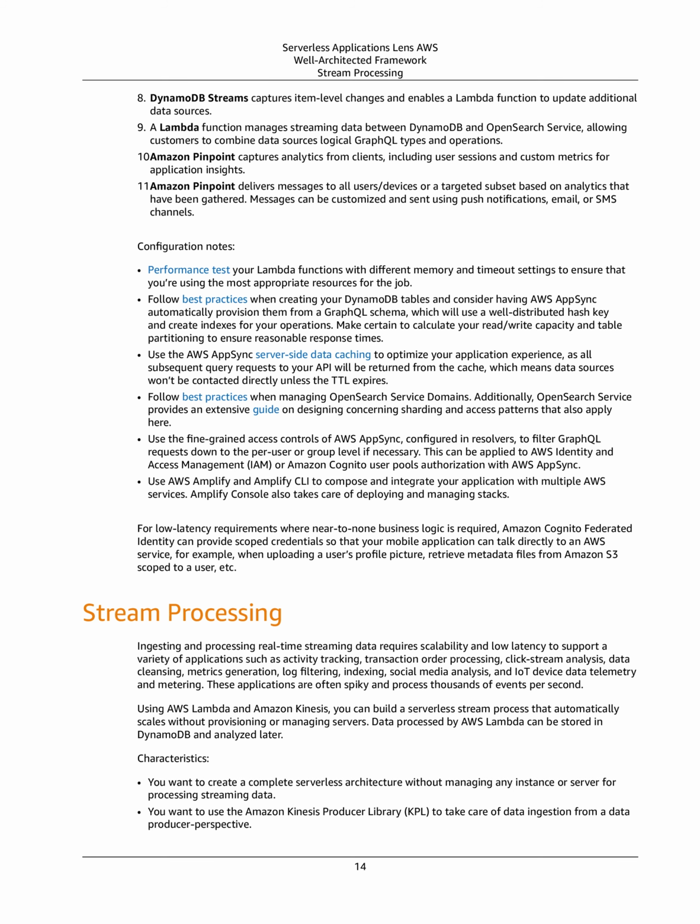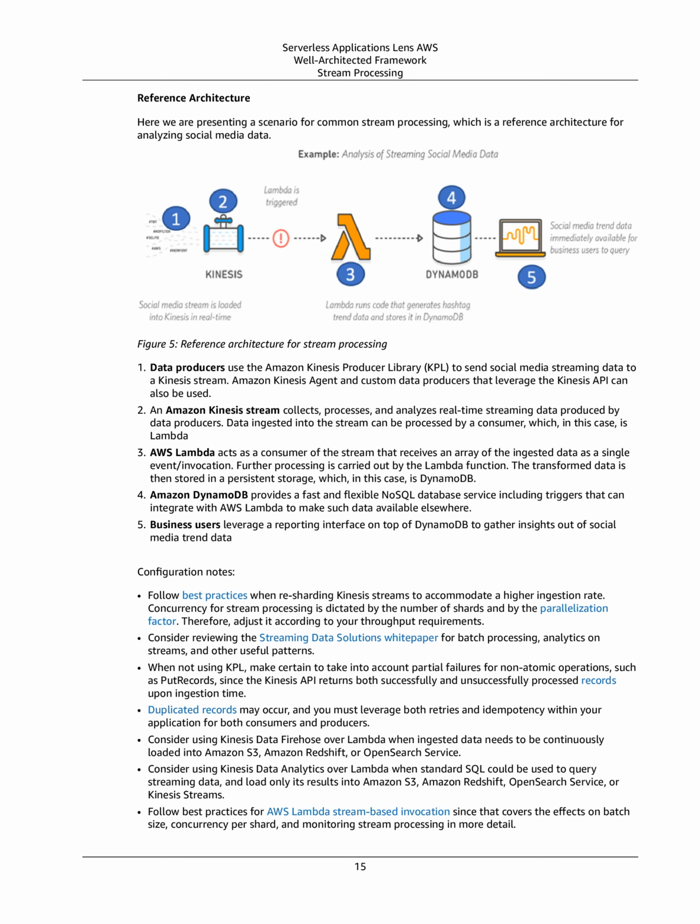Characteristics. You want to create a complete serverless architecture without managing any instance or server for processing streaming data. You want to use the Amazon Kinesis Producer Library, KPL, to take care of data ingestion from a data producer perspective. Reference architecture. Here we are presenting a scenario for common stream processing, which is a reference architecture for analyzing social media data. 1. Data producers use the Amazon Kinesis Producer Library, KPL, to send social media streaming data to a Kinesis stream. Amazon Kinesis Agent and custom data producers that leverage the Kinesis API can also be used.